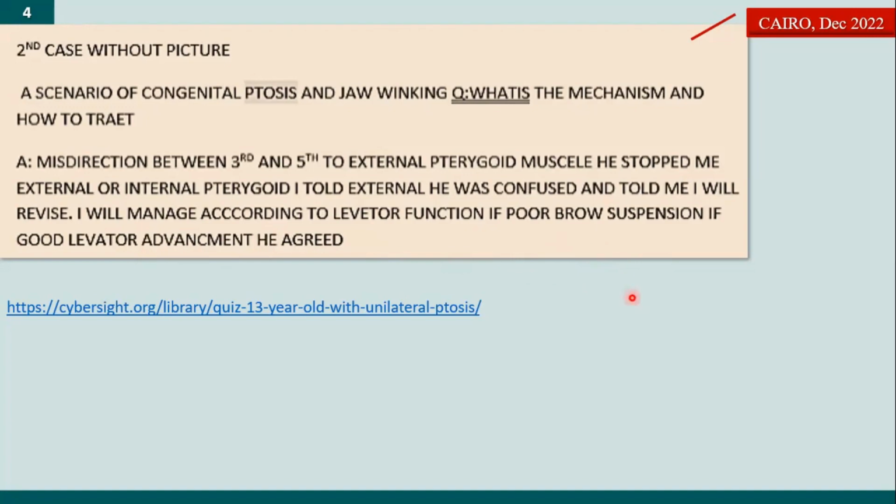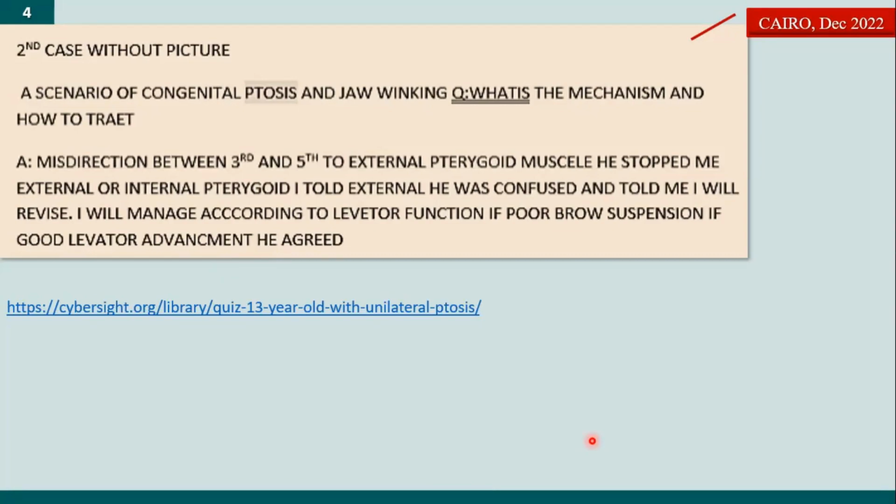Sometimes we say frontalis suspension. Other references write brow suspension. Personally, I prefer frontalis suspension, but both are correct. And if it's good levator function, he will do advancement. Again, some references say advancement, others say resection. How do you judge this answer? Do you think this answer is an ideal answer?